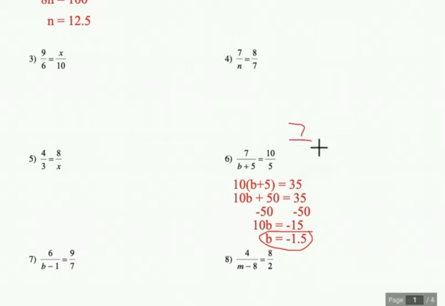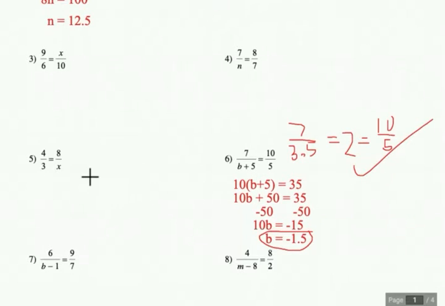7 divided by negative 1.5 plus 5, that's positive 3.5. So I'll have 7 divided by 3.5. And when you put that into the calculator, 7 divided by 3.5 is 2. And that's the same thing as this fraction, which equals 10 over 5. So yeah, 10 divided by 5 is the same thing as 7 divided by negative 1.5 plus 5.